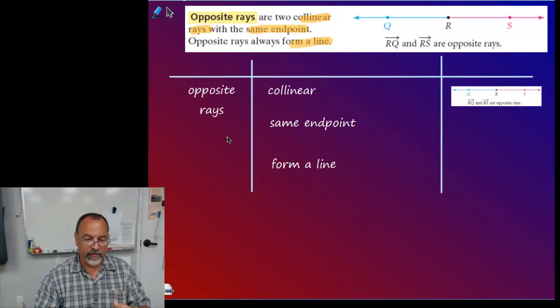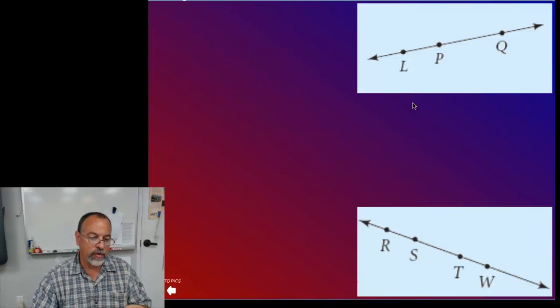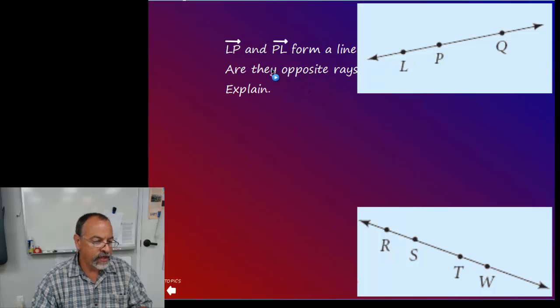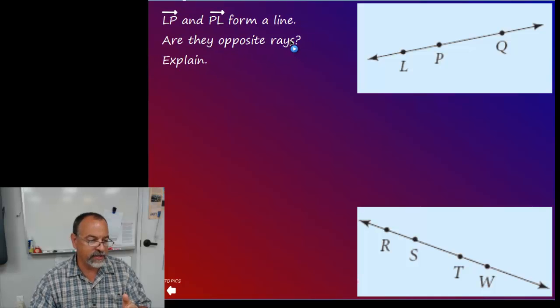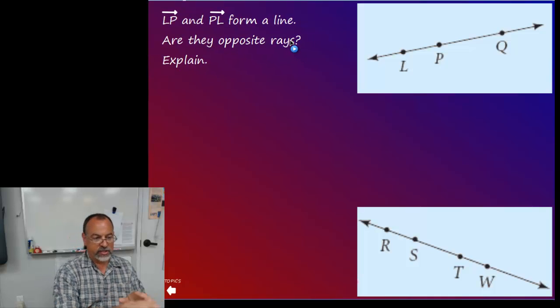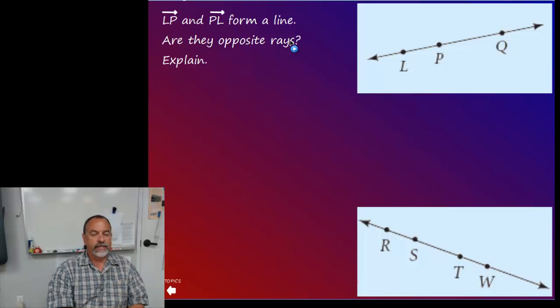Now, this becomes very important when we look at the next question, so let's talk about what we're going to do here. Here's the question. Ray LP and ray PL form a line. Are they opposite rays? And explain. Now this is a very important discussion I'm going to have about the word explain, because in geometry you're going to see that word a lot.